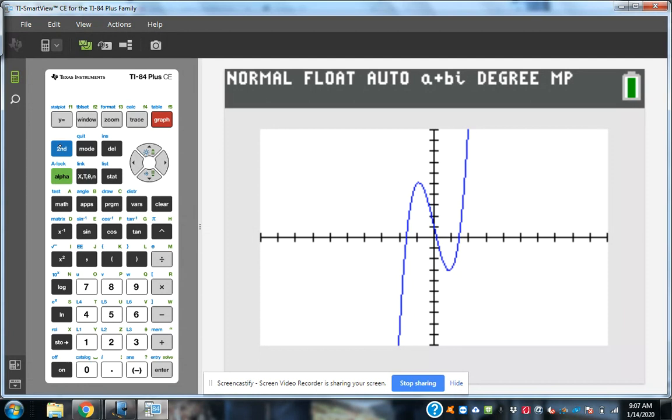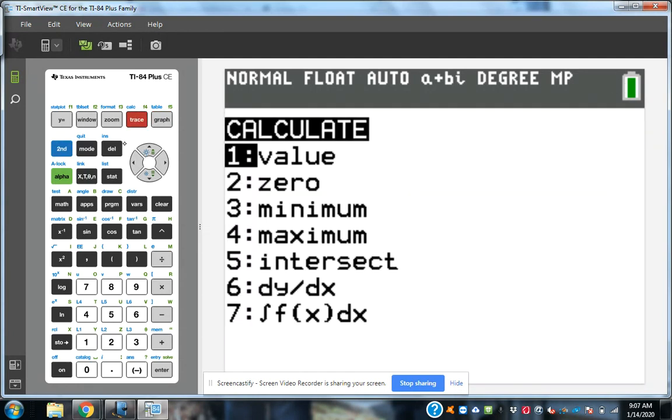So what we want to use is this little tool that it has. Hit second and then the trace button, and you should get this calculate menu to come up. Number 1 is value. We already know how to do that: just hit trace, type in an x value, and it gets you the y value back. 2 is a zero. Does anybody remember what a zero is? It's an x-intercept. It crosses the x-axis. So that might be handy later on. 3 says minimum. 4 says maximum. 5 says intersect, where we have to have 2 lines to use. And then this is some calculus stuff. We won't use that in here. But these other things we could potentially need to use.